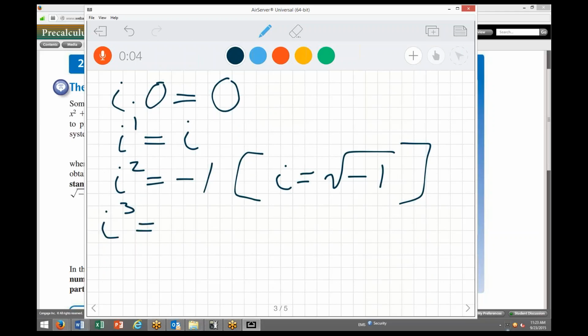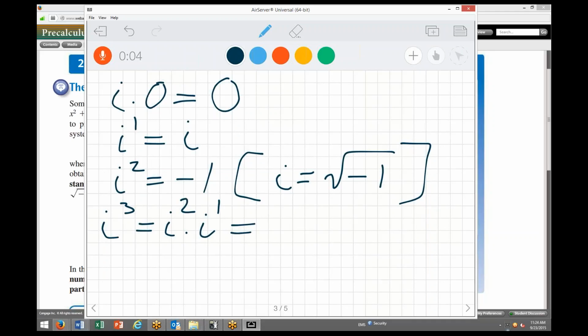Well, fortunately, complex numbers obey the rules of exponents. Powers follow the same rules as real numbers do. And so i to the third, using the rules of exponents, is actually i squared times i to the first. By the rules of exponents, anything to the second power times that same number to the first power, you just add the exponents, 2 plus 1, so it's that number to the third power.